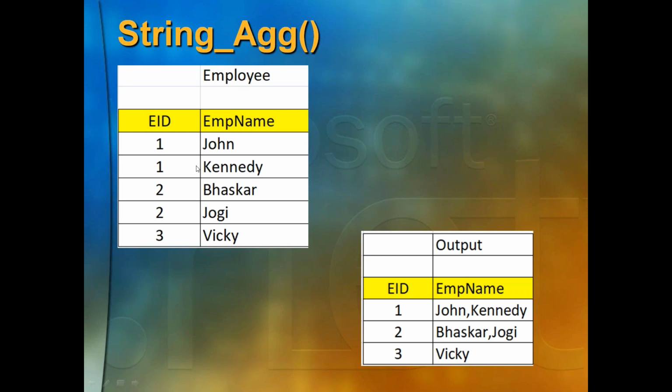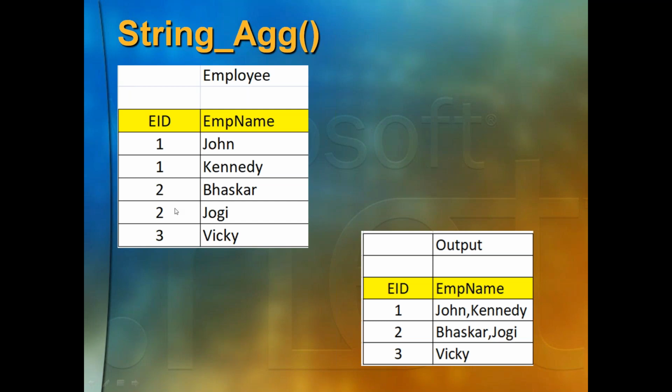If you see carefully, I have one table where I have one John and one Kennedy, and there is no primary key on this. Two Bhaskar and two Jogi and three Vicky. This is the data I have in SQL Server, but the output I need is like this: John Kennedy. When the employee number is the same, I want the record John, comma Kennedy. I want to display the data like this.